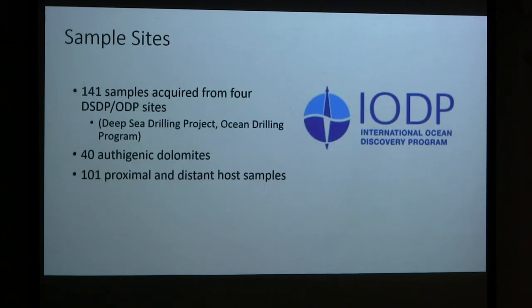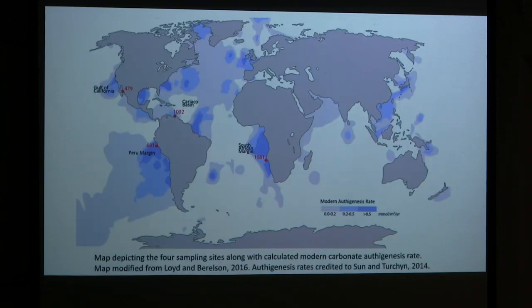Sample sites. We got 141 samples from different DSDP or ODP sites, and that is now the IODP, International Ocean Discovery Program. 40 of the samples were authigenic dolomites, and 101 were proximal and distant host samples. Here is a map of where all of the cores are, all four of them, that we took. We have Gulf of California, Peru margin, Cariaco Basin, and South Africa margin.